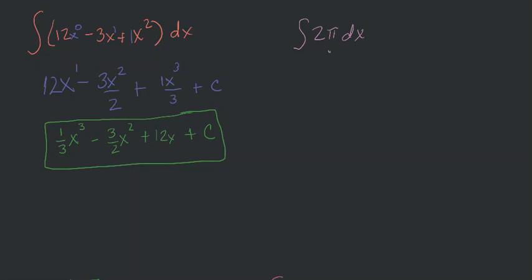Okay, let's try this one over here. Now, sometimes we can get a little tricky with 2 pi. 2 pi, you might think that this is a variable and treat it like a variable, but it's not a variable, it's a number.